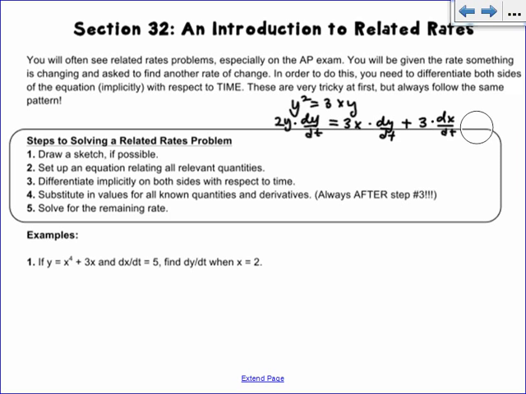Because we're not doing everything in terms of x, because we were very lazy and didn't write dx over dx when we were doing implicit differentiation. Okay, but now we're taking it with respect to time. It's a little bit weird.